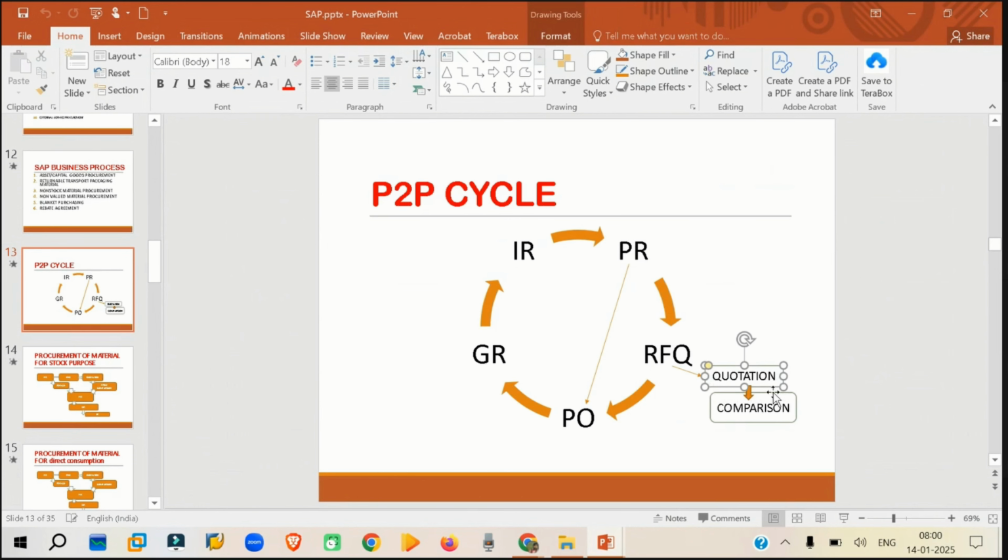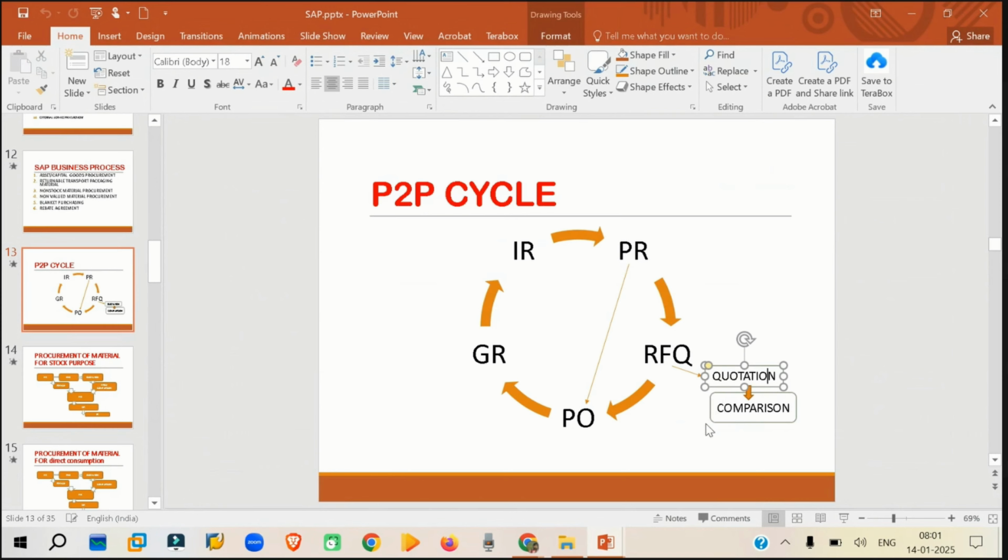After you maintain the quotation, you will do a comparison. In SAP, we do the comparison only based on the price, not based on other factors, let's say delivery time, quality of goods, or anything else. We don't take those into consideration; we consider only the price. There is a price comparison. So based on the price, we will compare which price is the lowest one.